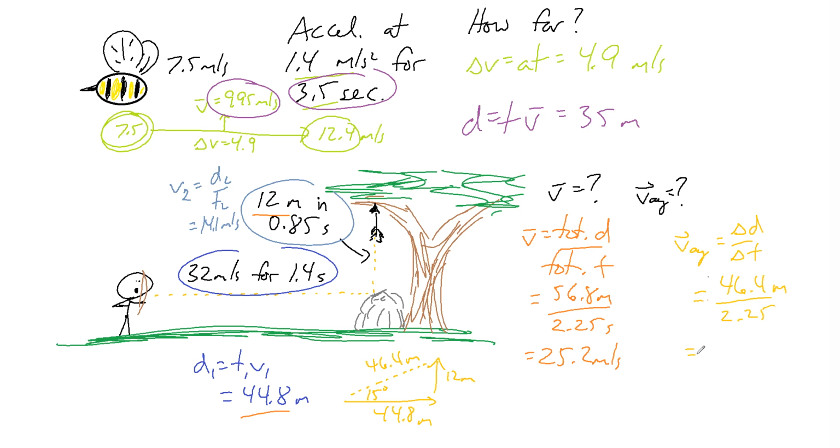So we'll divide the 46.4 by the 2.25, and we will end up getting about 20.6 meters per second, at the exact same angle, nothing wrong with 15. It's going up from the positive x direction, no big deal. So the average velocity would be 20.6 meters per second at 15 degrees.